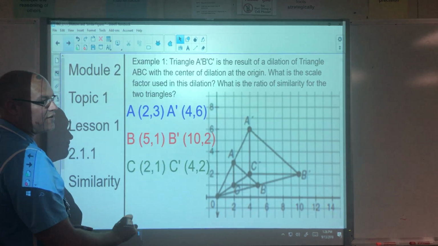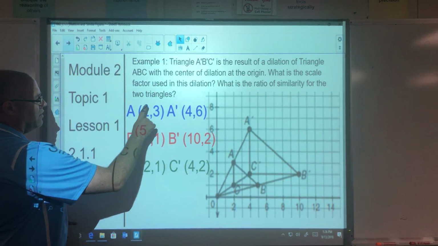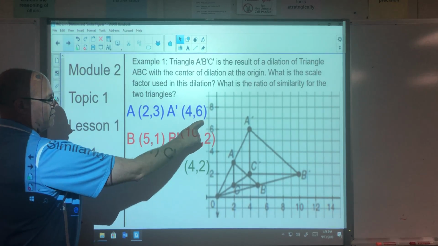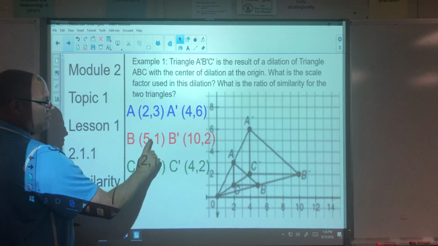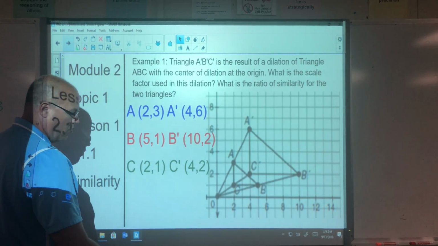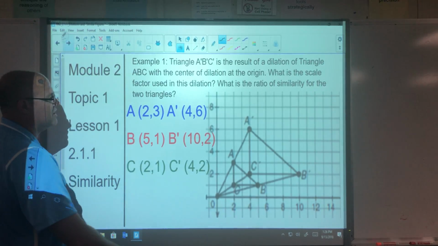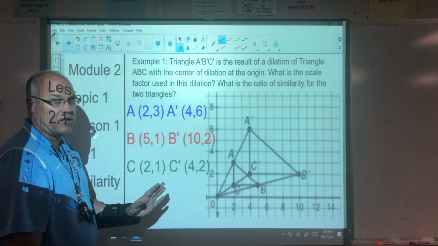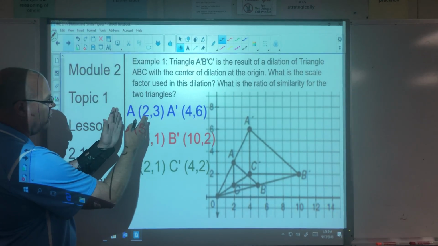A' is 4, 6. I want you to think to yourself, what would you multiply 2 by to get to here? What would you multiply 3 by to get here? 5 to 10, 1 to 2, 2 to 4, 1 to 2. What are we multiplying by each time to get there? Correct, we're multiplying by 2. So this actually has a scale factor of 2. We're multiplying our original by 2.